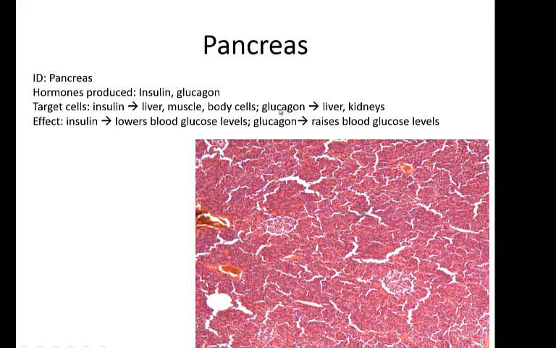Glucagon, on the other hand, it raises blood glucose levels because I hope you remember this. Glucagon tells the liver and the kidneys, well, it tells the liver to break down glycogen, and it will break down glycogen to release glucose, and so that raises blood glucose levels, but it can also tell the kidneys the same thing. Alright, so two antagonistic hormones right here, insulin and glucagon.